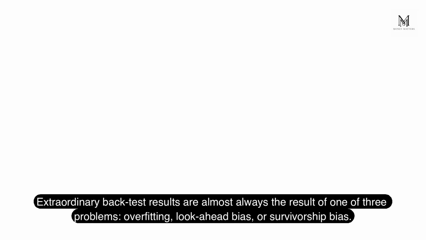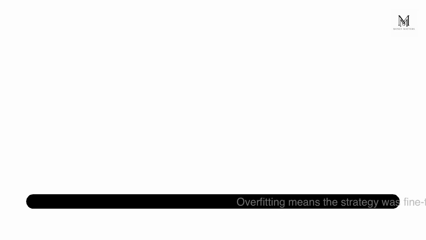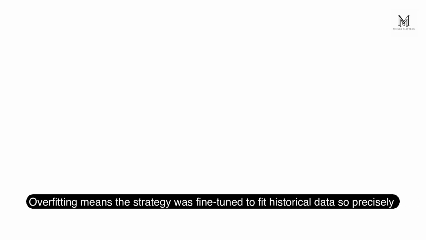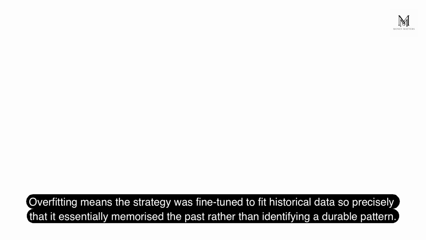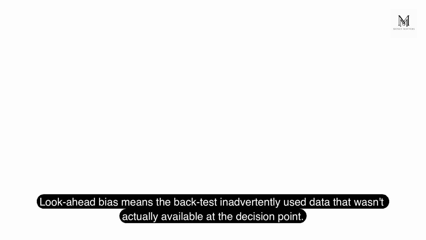Extraordinary backtest results are almost always the result of one of three problems: overfitting, look-ahead bias, or survivorship bias. Overfitting means the strategy was fine-tuned to fit historical data so precisely that it essentially memorized the past rather than identifying a durable pattern. Look-ahead bias means the backtest inadvertently used data that wasn't actually available at the decision point. Survivorship bias means the backtest only includes stocks that still exist today, excluding the ones that failed. I identified none of these problems at the time.